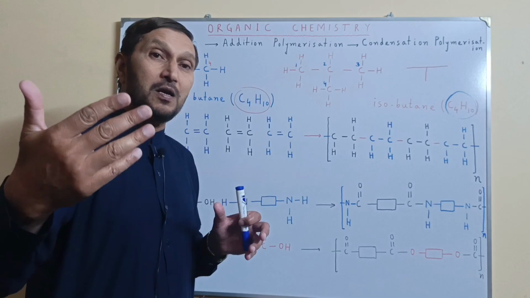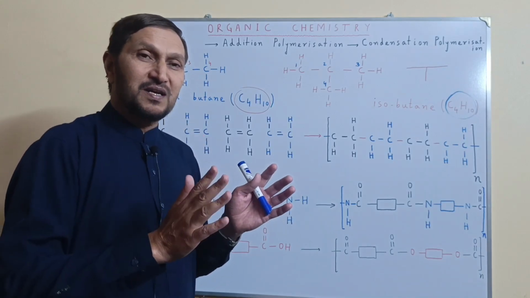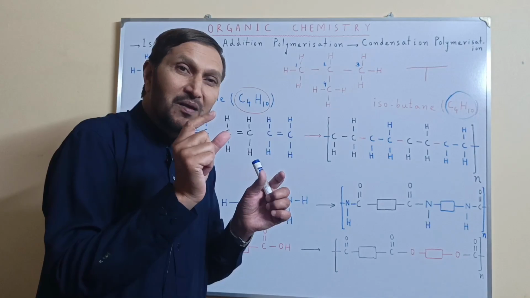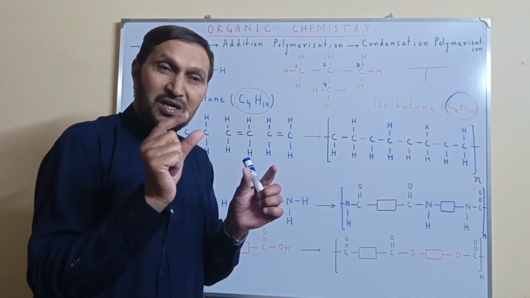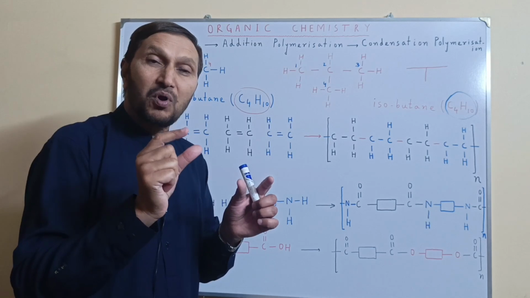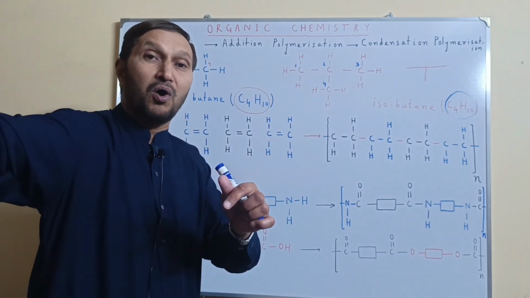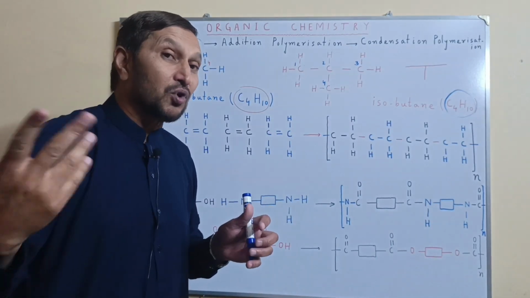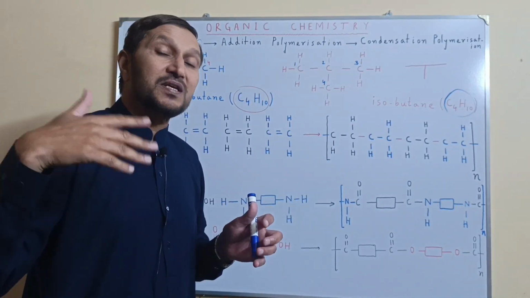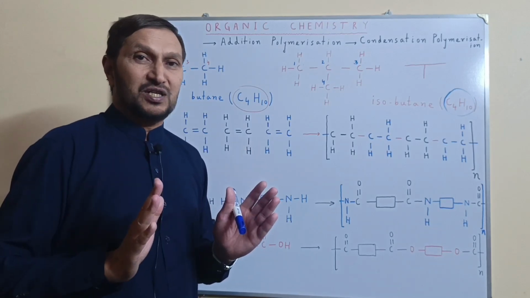Poly means several, many. So polymerization is a process in which different small monomers, small structural units or building blocks, are combined to form a polymer, a large, long and complex molecule. So this is called a polymer, and the process is called polymerization. Now there are two types of polymerization.